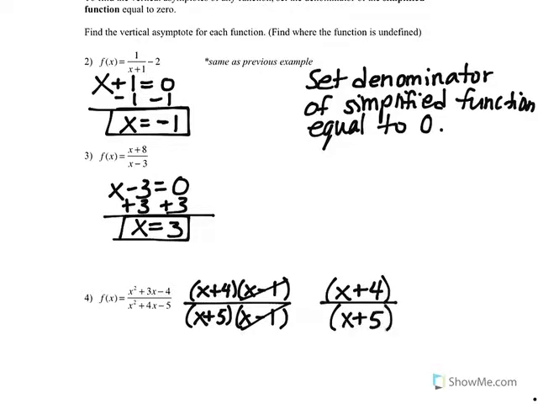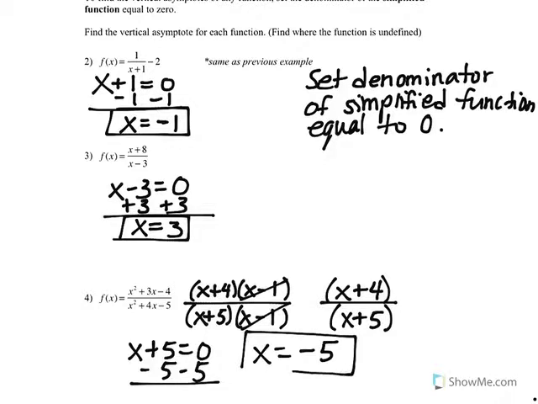So for the vertical asymptote, we only set the x plus 5 equal to 0, because it's the simplified function that you're working with. And we get a vertical asymptote of x equals negative 5. Be careful because the x minus 1 is not one of your answers, since it does cancel out.